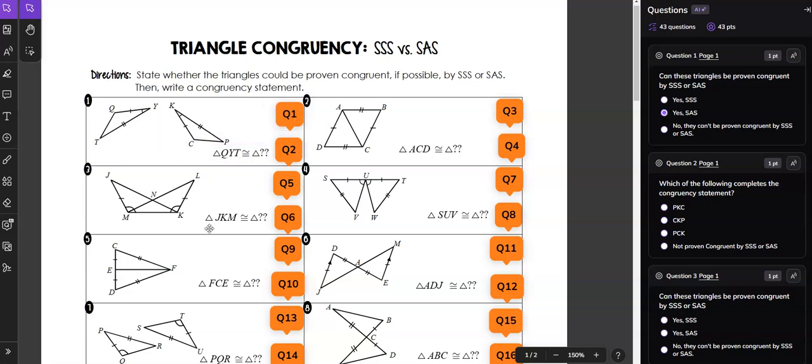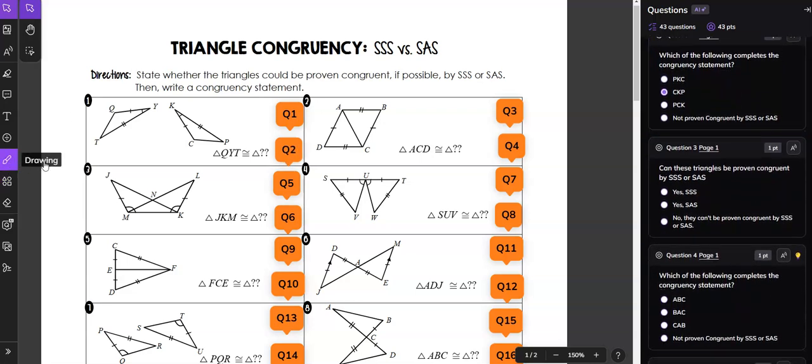And then we're going to finish the congruency statement. QYT, so QYT, I pass over the 1 tick mark and then the 2 tick mark. So CKP. So I'm going to choose CKP.